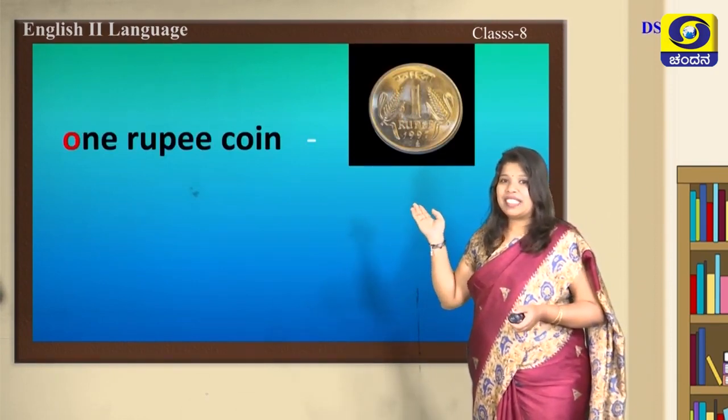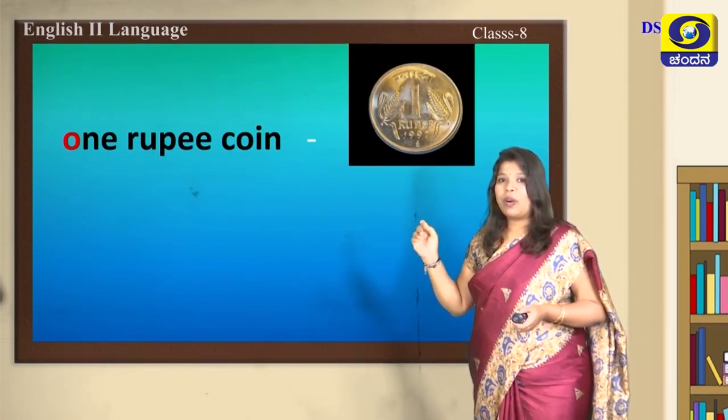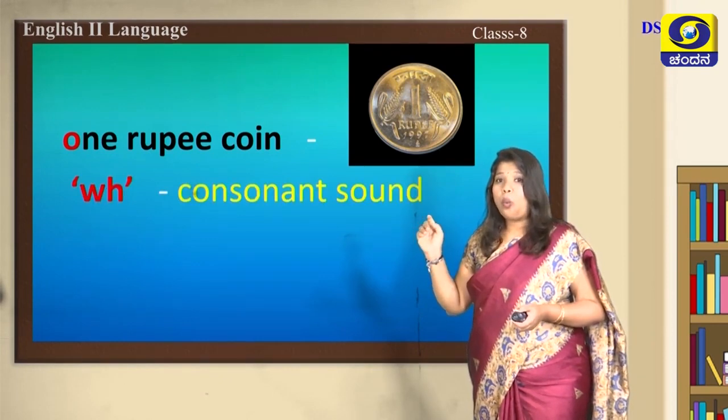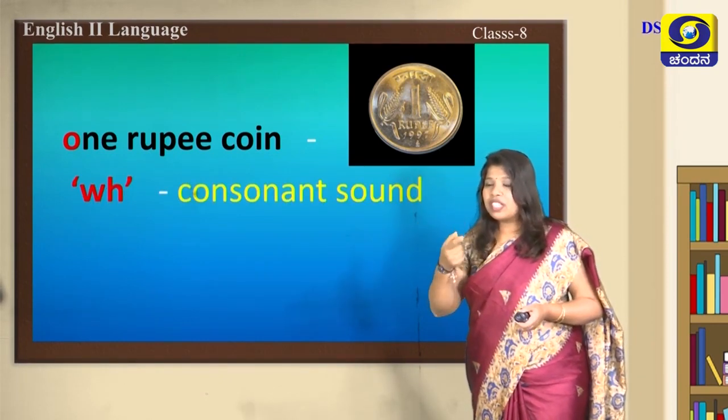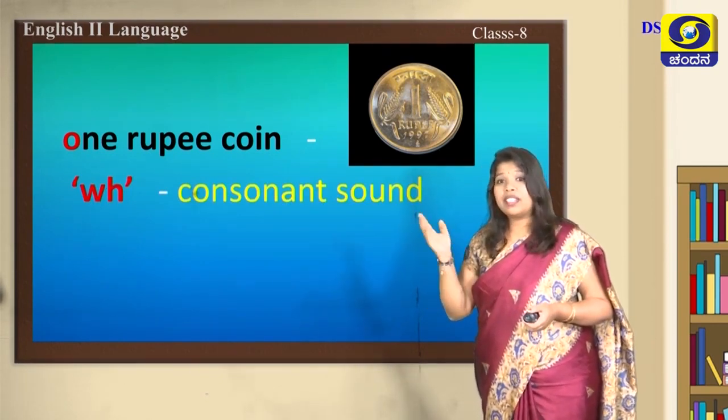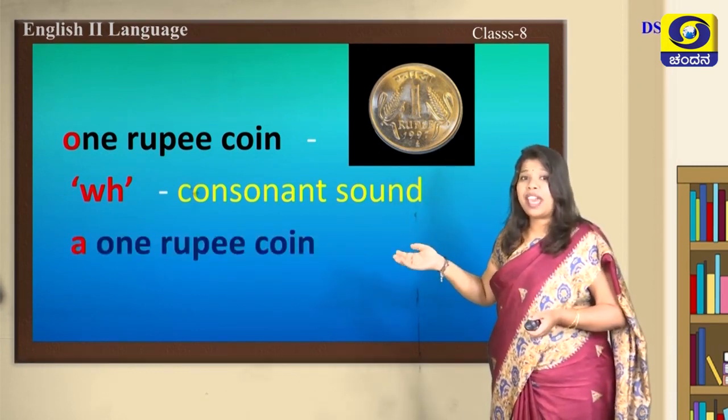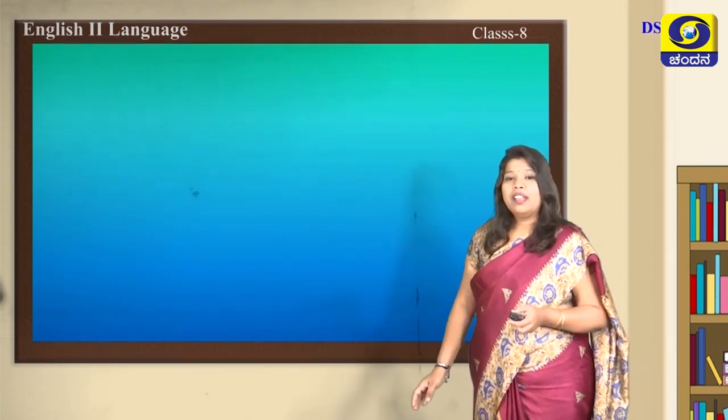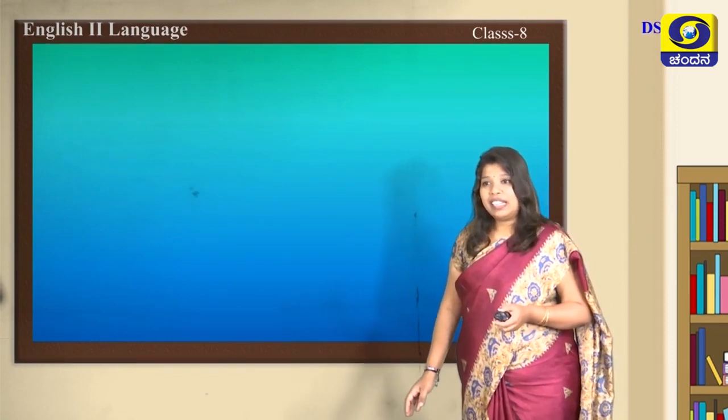Now, what is this? It's a 1 rupee coin. When you say 1, the pronunciation is V. V is a consonant sound, and so you should say a 1 rupee coin. Now, we shall see the article an.